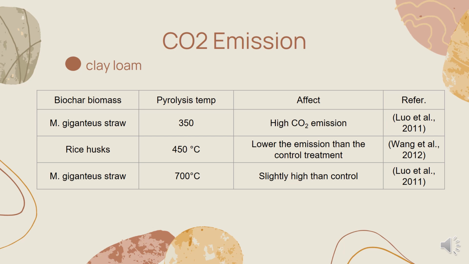Moreover, the research conducted on clay loam soil shows a fluctuation in the result, where at the low temperature of 350 Celsius there is a high emission of carbon dioxide, and when the same biochar biomass was used at a pyrolysis temperature of 700, it shows insignificant emission compared to the control treatment. However, the study conducted in 2012 shows a decrease in the emission of carbon dioxide when they used rice husk at a pyrolysis temperature of 450 Celsius.